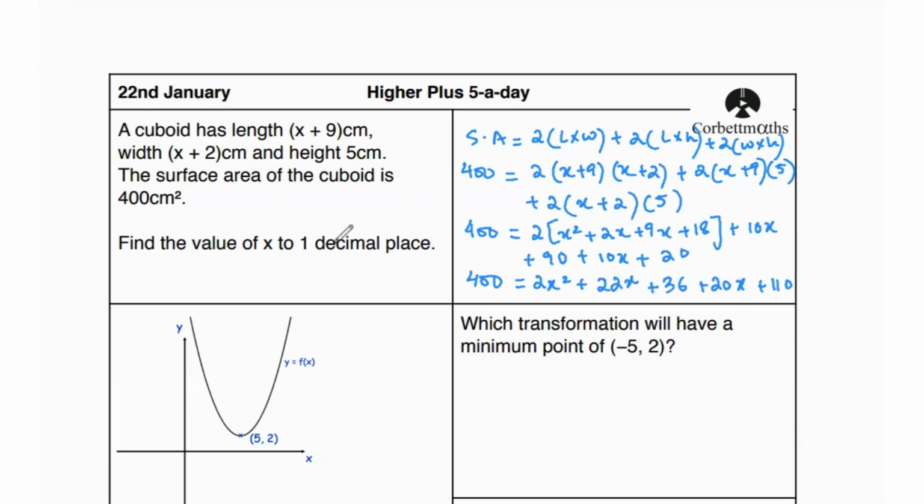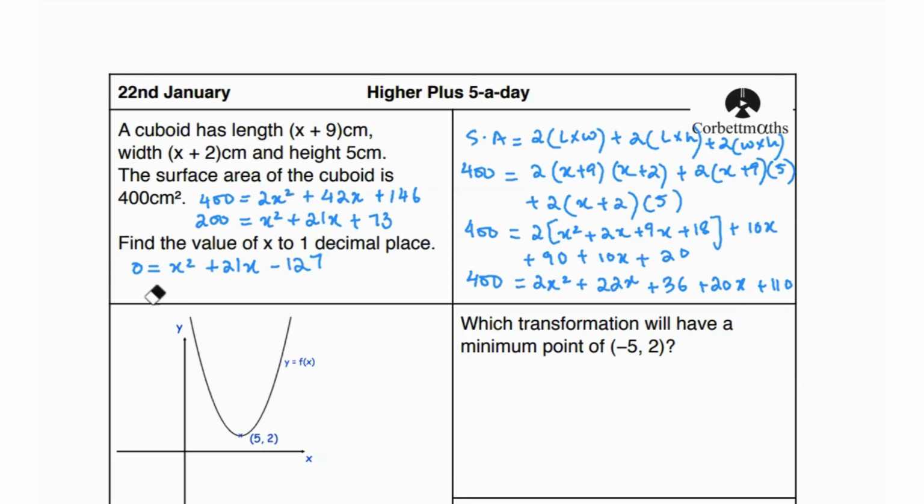So now what I'm going to do is combine the like terms again on the right hand side. So that's going to be 400 equals 2x squared plus 42x plus 146. I'm going to divide the entire equation by 2. So it's 200 equals x squared plus 21x plus 73. Bring everything on one side, so that's x squared plus 21x minus 127 equal to 0.